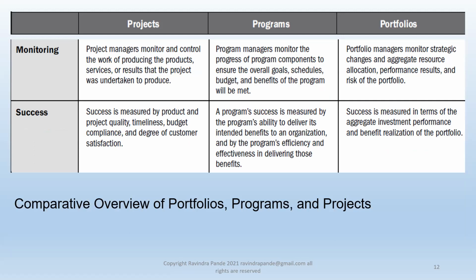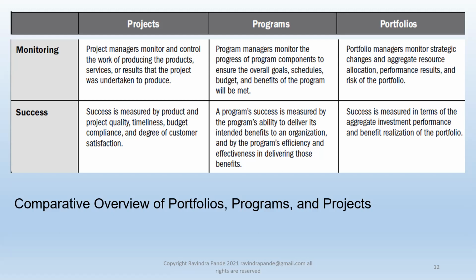Then success. Success is measured in terms of projects. If a project is a success, the program can be a success. If programs are successful, then only the portfolio is successful. So we need to understand the lowest-level components in the hierarchy to understand the success. Success is measured by the product and project quality, timelines, budget, compliance, and degree of customer satisfaction as well.